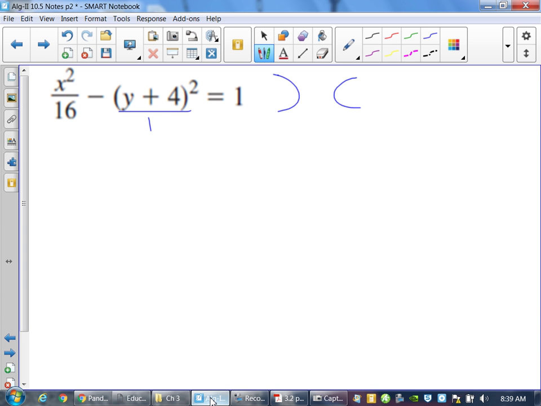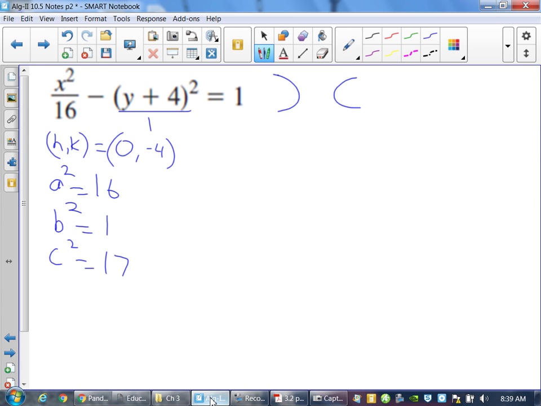Okay. Start by labeling everything you know. Your center is going to be at 0, -4. There's h, there's k. From there, we know that a squared is 16, b squared is 1, c squared is 17. A is plus or minus 4, b is plus or minus 1, c is plus or minus the square root of 17.